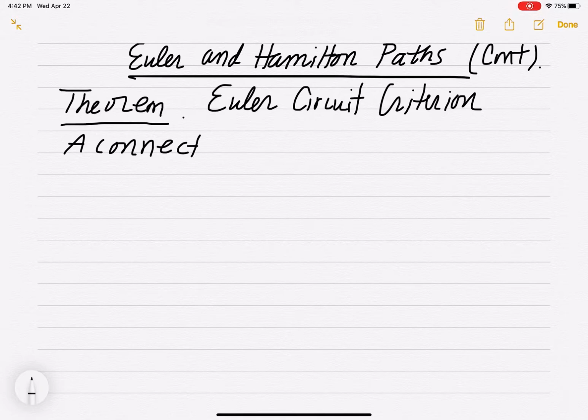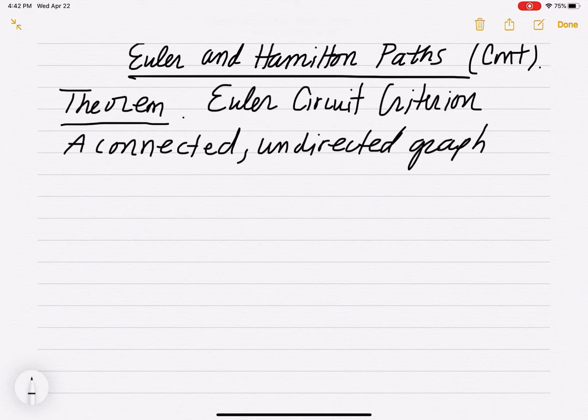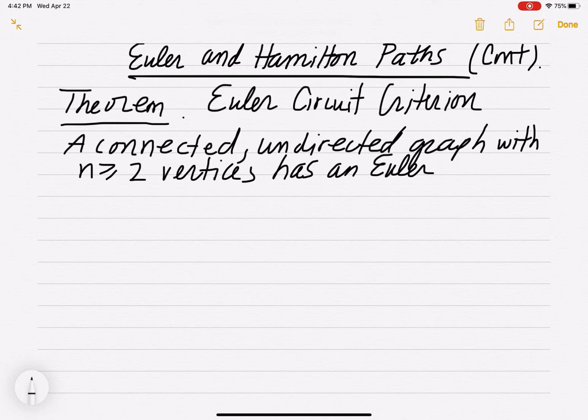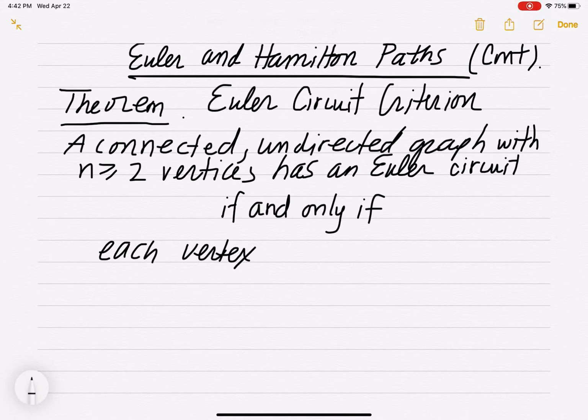First of all you have to have a connected graph, so you can't have any disconnections. A connected undirected graph with n greater than or equal to 2 vertices, so at least 2 vertices, has an Euler circuit precisely when, that's if and only if, each vertex of the graph has even degree. So if every vertex has even degree, then you're going to have an Euler circuit.